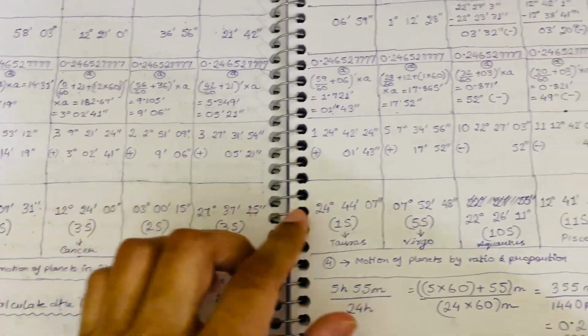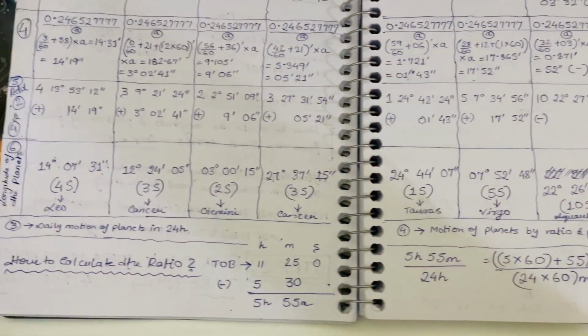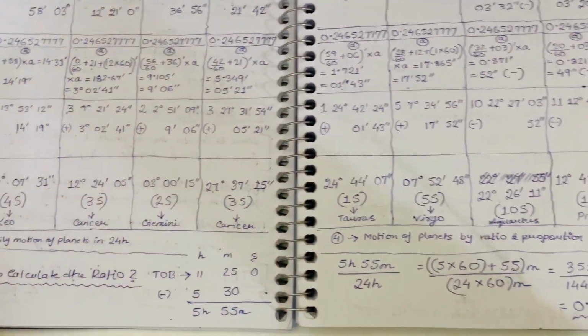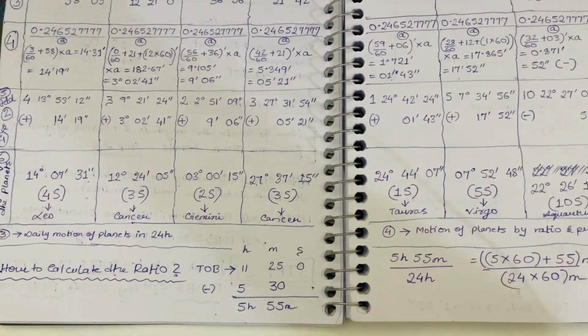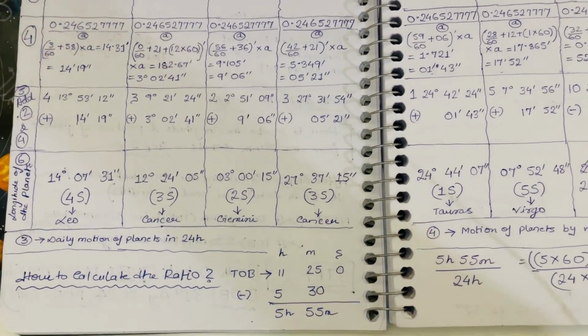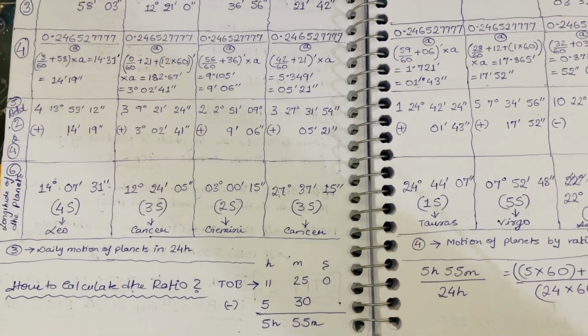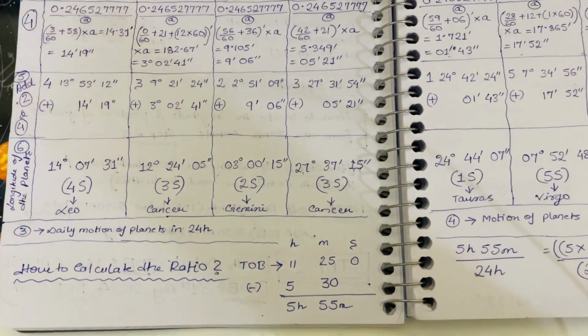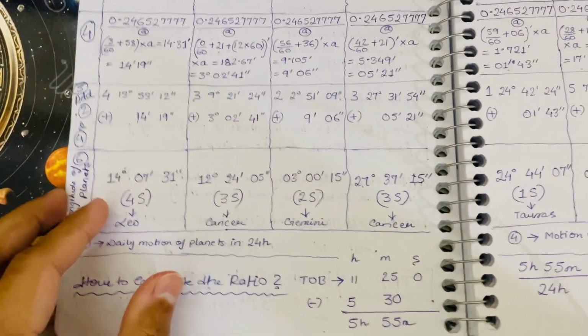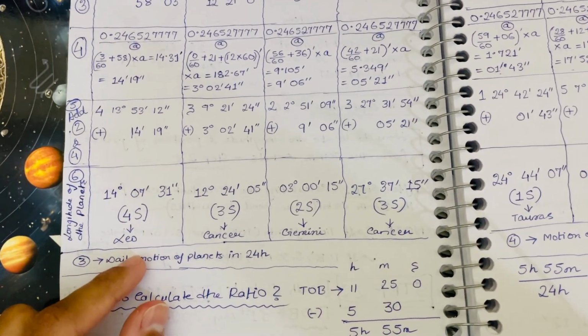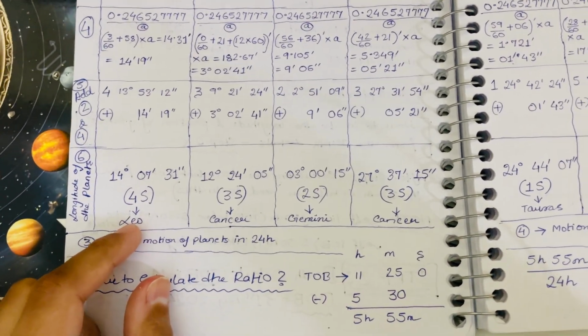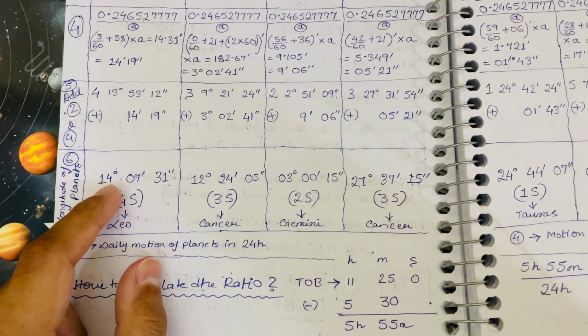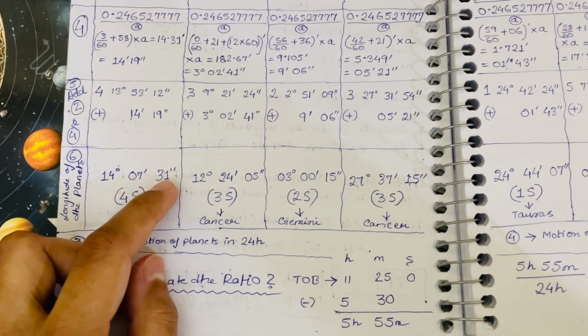So now I am sure you have noted down, or you have come to this particular step. Congratulations, you have successfully calculated the planetary positions and the planetary longitudes for that birth detail. It means Sun in the D1 chart is in the sign of Leo, and the longitude of Sun is 14 degrees 07 minutes 31 seconds.